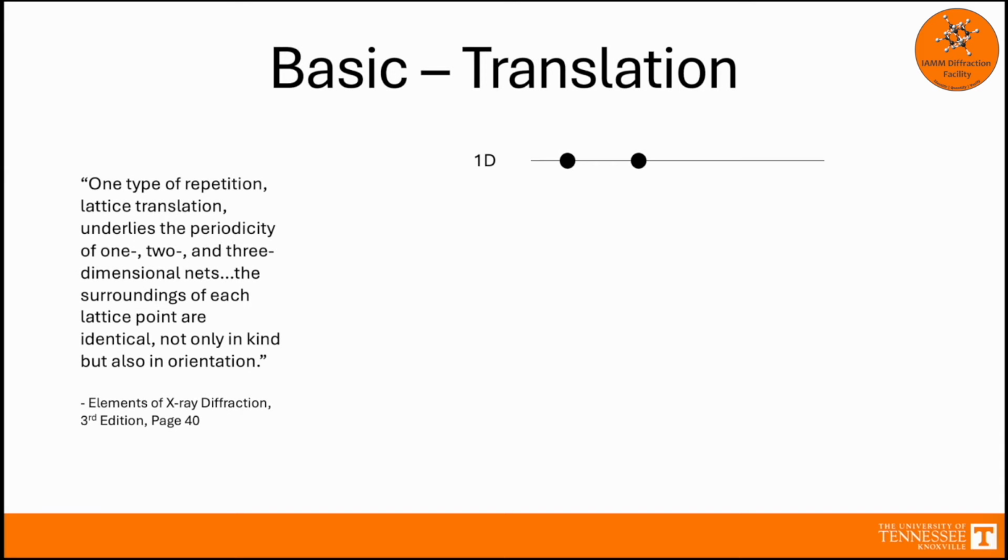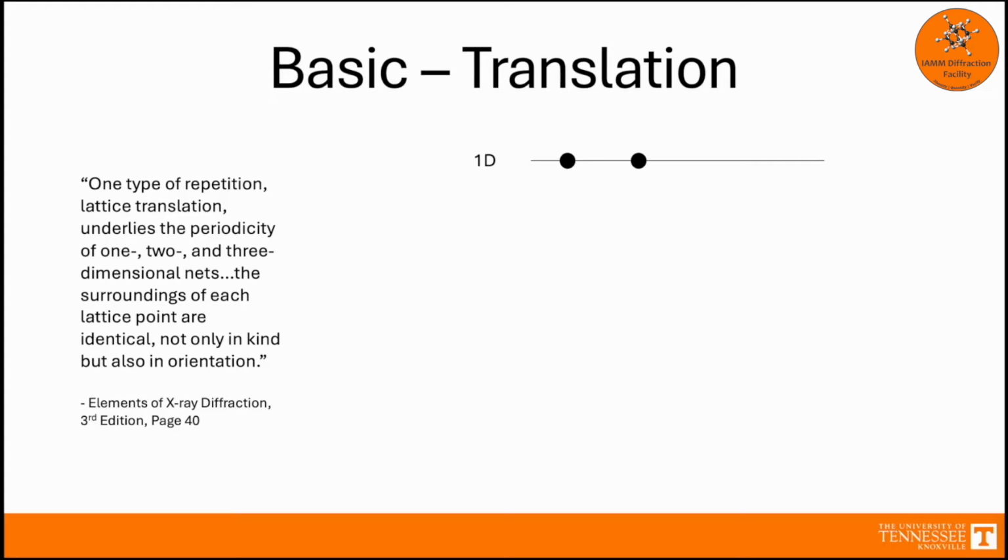So we're going to start with the basics, and that is translation. One type of repetition, lattice translation, underlies the periodicity of 1, 2, and 3-dimensional nets. The surroundings of each lattice point are identical, not only in kind, but also in orientation. So what does that mean in reality?